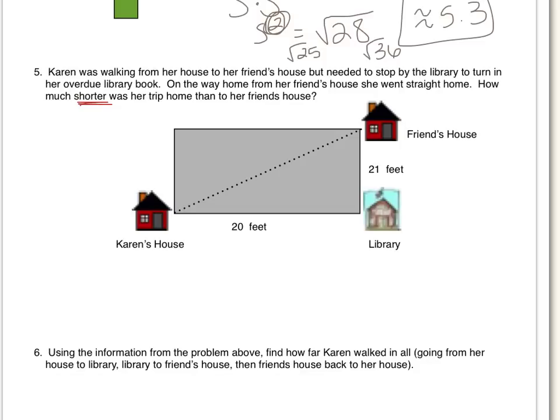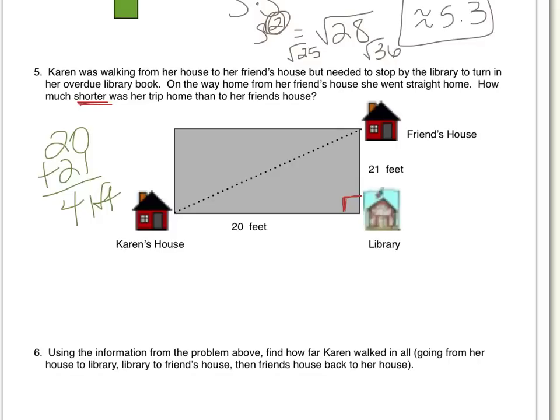So I know to go to her friend's the first time, this route, she went 20 feet and then 21 feet. So over here, 20 feet plus 21 feet is 41 feet. That's how much it was on the way there. But on the way back, it was this route. Well, I don't know how many feet that is, but this is a right triangle. So I can do the Pythagorean Theorem.